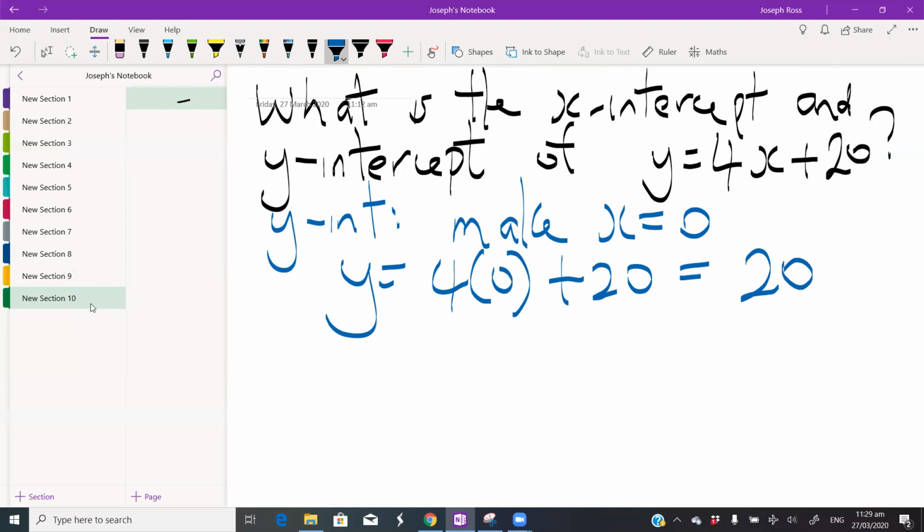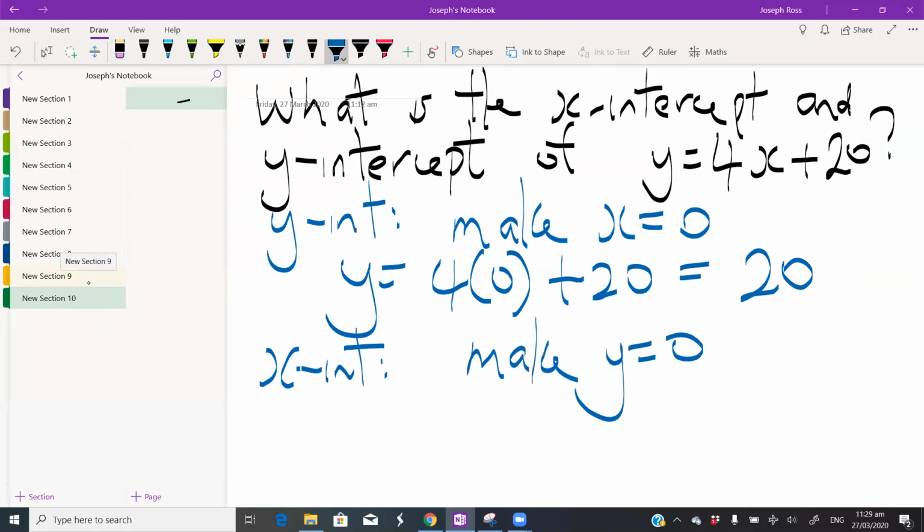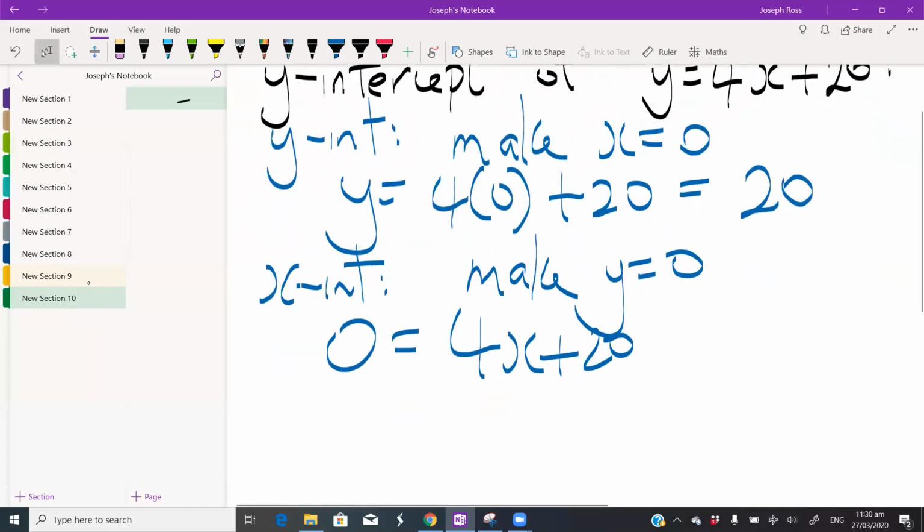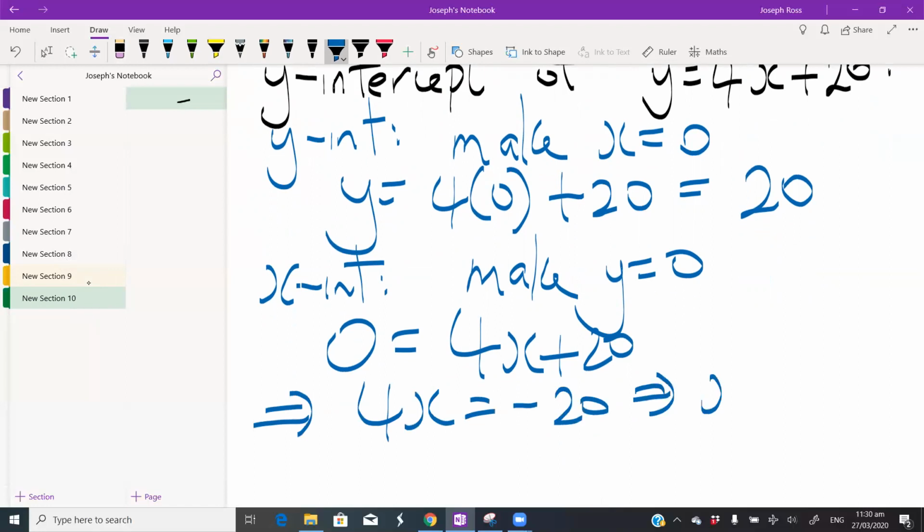And for the x-intercept, we need to make y equal to 0. So we've got 0 equals 4x plus 20. If we move the 20 to the other side, we've got 4x equals negative 20, and that means that x equals -5.